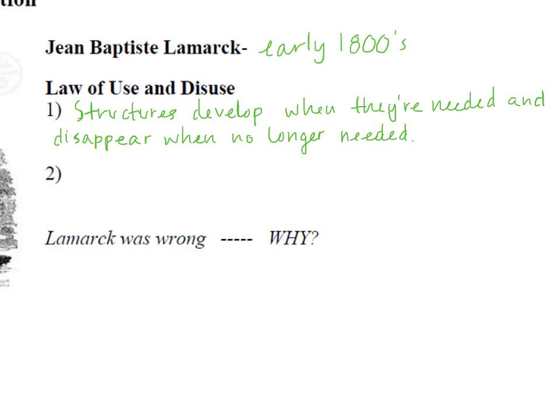And then the key part of this was how these were passed on to the offspring. So this part of his theory, or his law, was called the inheritance of acquired characteristics. And what this said is that the new or acquired characteristics that showed up when they were needed or showed up when they were used could be passed on to offspring.